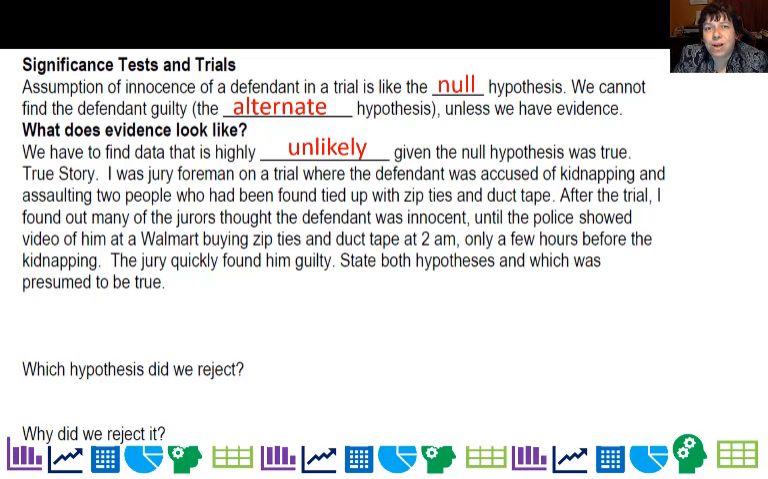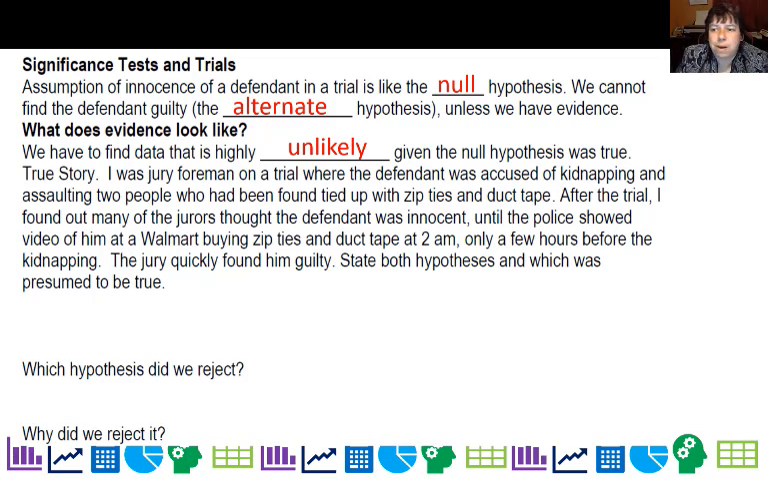But after the trial, as we were coming to our verdict, I found out many of the jurors thought he was innocent until the police showed a video of him at a Walmart buying zip ties and duct tape at 2 a.m., only a few hours before the assault and kidnapping, and kind of in the area where it occurred. The jury quickly found him guilty when they had been prepared to say not guilty before.